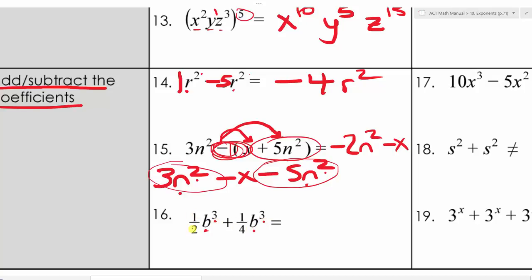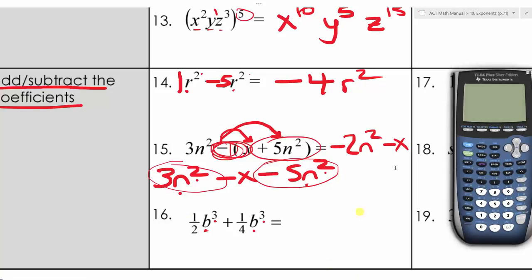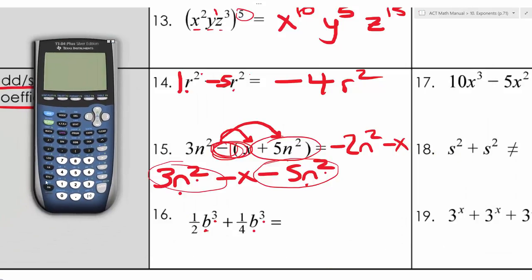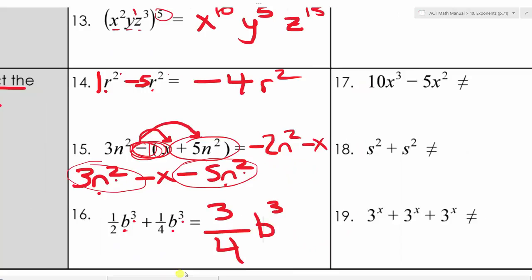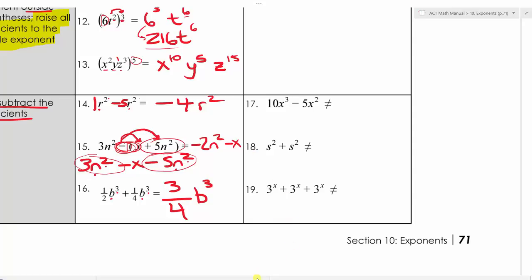Number 16, again, same base, same exponent. So all I do is add these coefficients, and the easiest way to do that, yes, you could find a common denominator, but that requires some brain power, and I don't want to waste any brain power right here. So I'm just going to do 1 divided by 2, and add that to 1 divided by 4, and that's 0.75. I could just write the decimal, but I'm going to use my trusty math enter sequence to convert this to a fraction, and I'm going to write 3/4 b cubed.